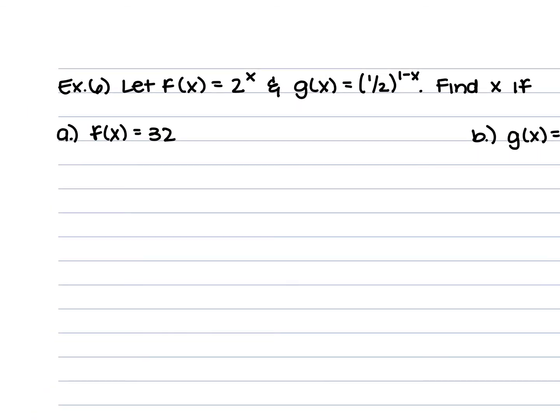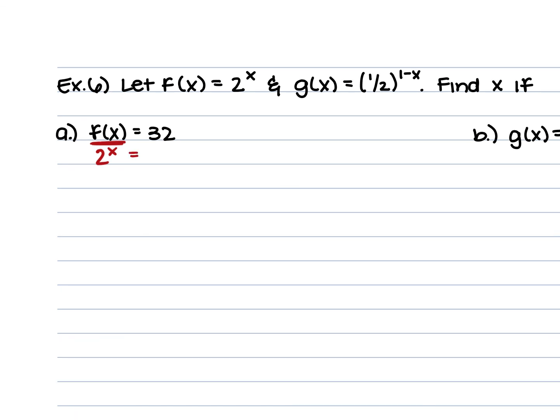F of x is 2 to the power of x, and that's equal to f of x, which is also 32. So turn the 32 into 2 to the power of something. We have 2 to the power of x is equal to 2 to the 5th power. Your bases are the same, cancel them out, and you just have that x is equal to 5.